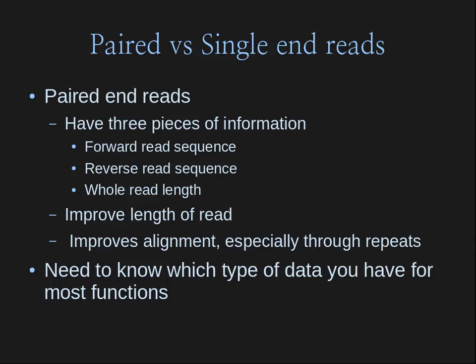So I'm going to really quickly talk about paired versus single end reads. With Illumina data, you can get these paired end reads where we're reading the segment, or that tagmented stretch of DNA, from two different directions. And this is nice because if you have paired ends, you have three essentially different sets of data.